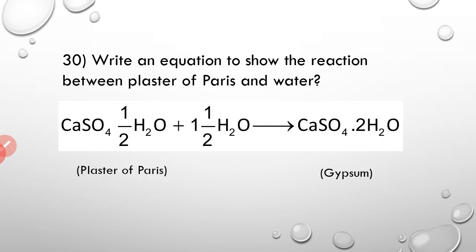30th question, write an equation to show the reaction between plaster of Paris and water. So what is the chemical formula of plaster of Paris? It is calcium sulfate hemihydrate, CaSO4·1/2H2O. So when we add water to this calcium sulfate hemihydrate, it absorbs the water and forms gypsum, that is calcium sulfate dihydrate. Okay, so this is the equation.